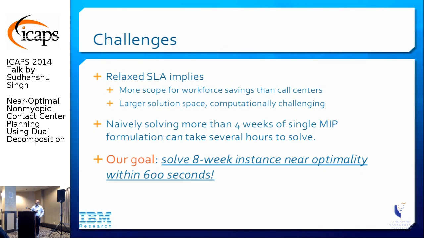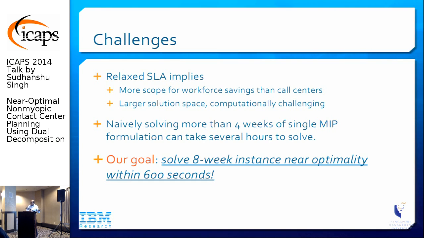So the big challenge here is that because the SLAs are relaxed, there is more room for optimization. If I give you a demand pattern and handling time and everything, and you have to find the optimal staffing for a call center versus a contact center, in the call center scenario the number of people required would be higher because you have to handle the demand immediately. But in this case, because of the time that you have to respond, it makes the problem difficult. It gives you more solution possibilities, so it becomes difficult to solve the problem.